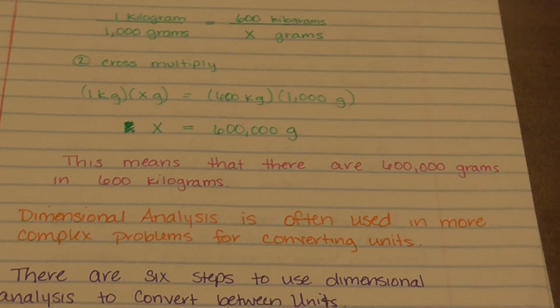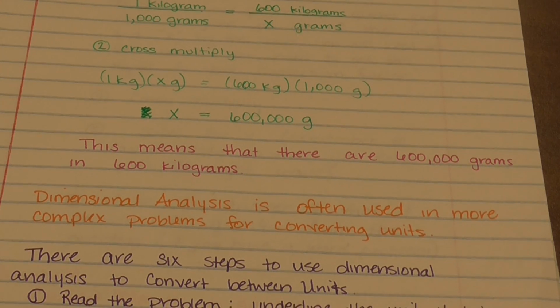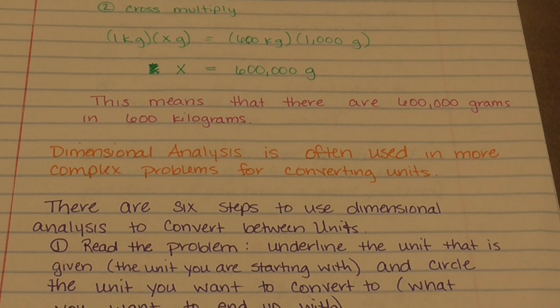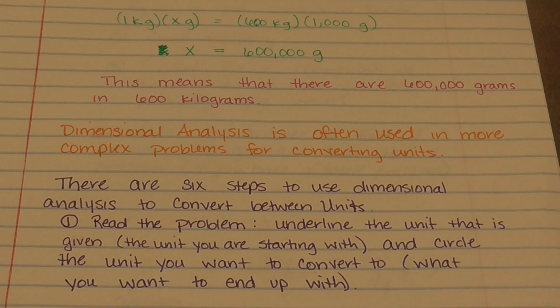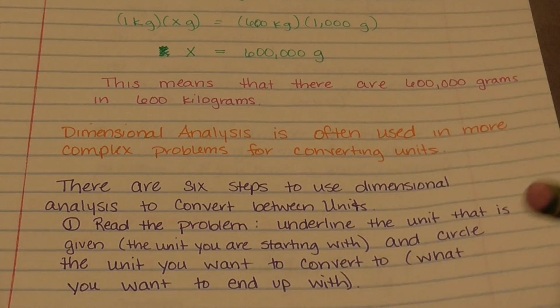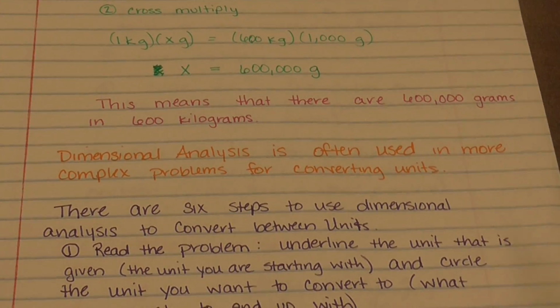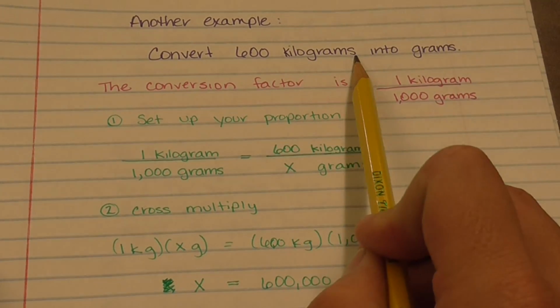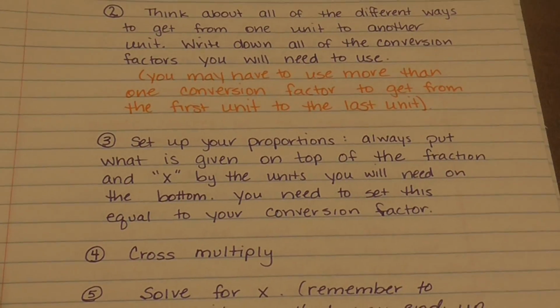Okay, so dimensional analysis is often used in more complex problems for converting units, more than just something real simple. It's usually word problems. And there are 6 steps to dimensional analysis. First, read the problem. Underline the unit that's given and circle the unit that you want to end up with. So we underline what they give you. In this case, we would have underlined kilograms, and I would have circled grams. Okay, that's step number 1.